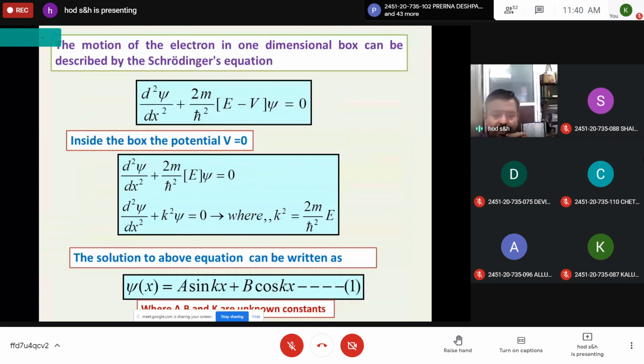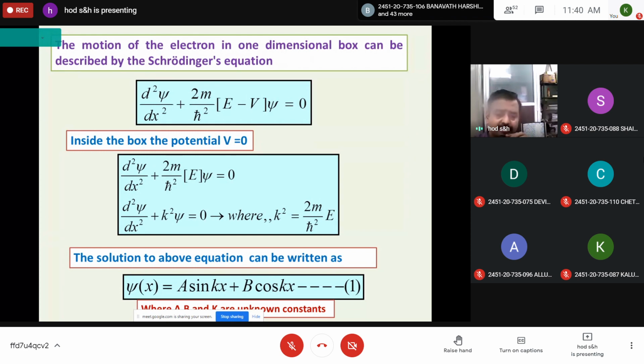Actually, you have equation 1: psi of x is equal to A sin kx plus B cos kx. Now you have boundary conditions. Psi is equal to 0 when x is equal to 0, and also psi is equal to 0 when x is equal to L. We are going to apply both. So first we should apply when x is equal to 0.